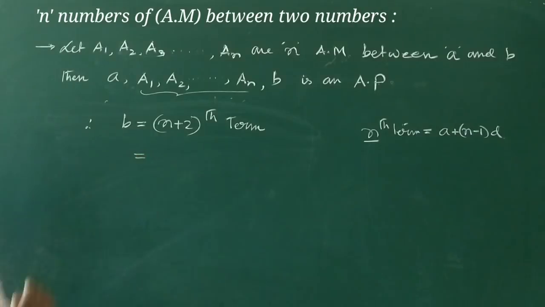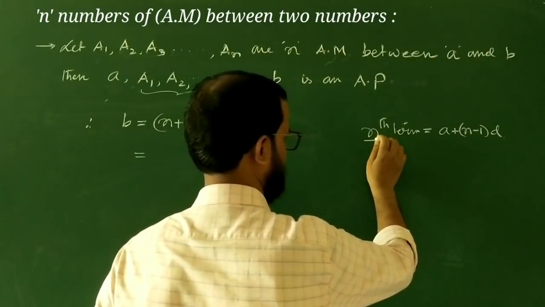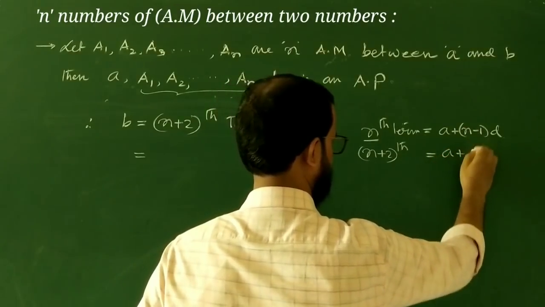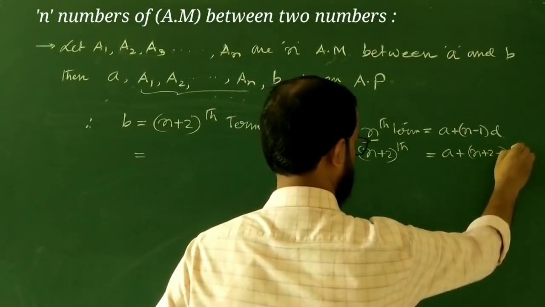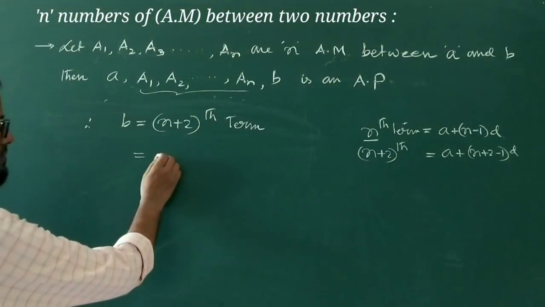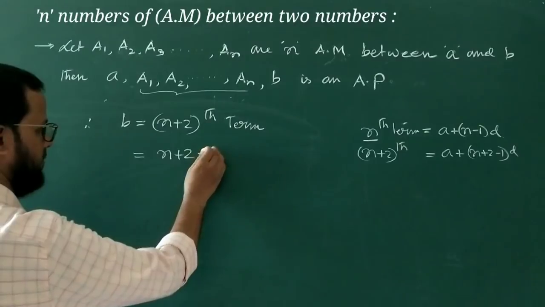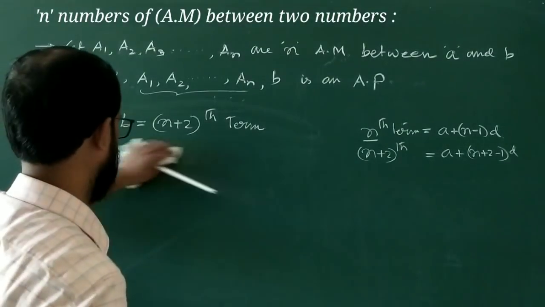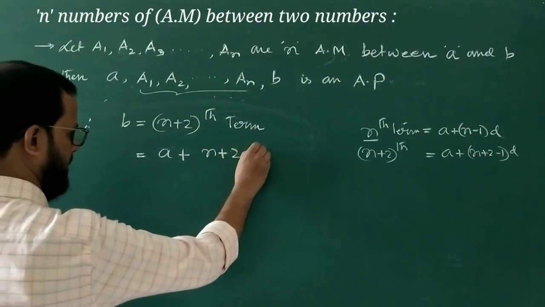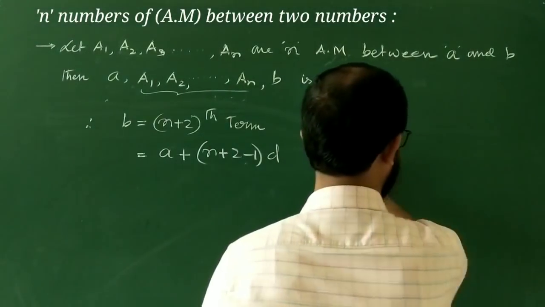Okay, so n plus 2th term क्या होगा? Here nth term means n plus 2th. If I write n plus 2th, तो क्या होगा? A plus, n के जगह में n plus 2 होगा, minus 1 into D. I hope you understand. So n plus 2th means n is replaced by n plus 2. So n plus 2 minus 1, I'm sorry. This is equal to A, the first term, plus (n plus 2 minus 1) into D. What is D? You have to mention D is the common difference.